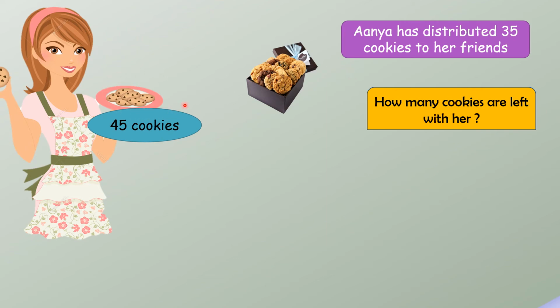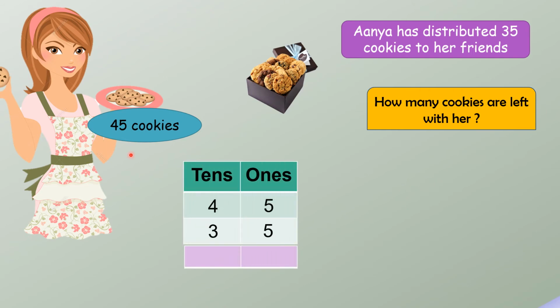How do we find that out? We have to take away this 35 from 45 because she had taken out 35 cookies to give to her friends from the 45, right? So we need to take away 35 from 45. Okay? So let's do that.